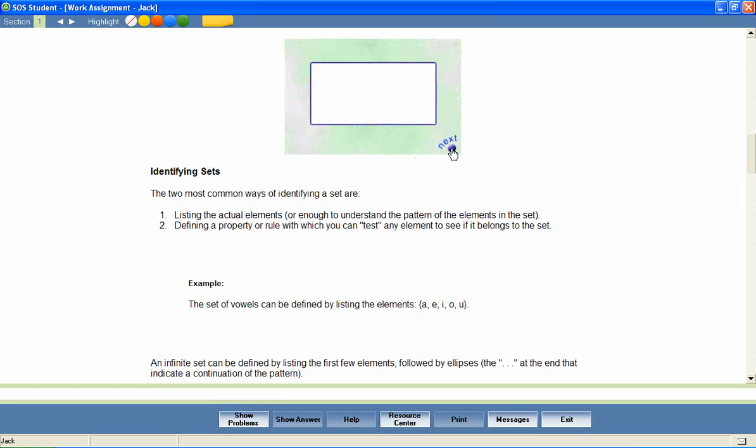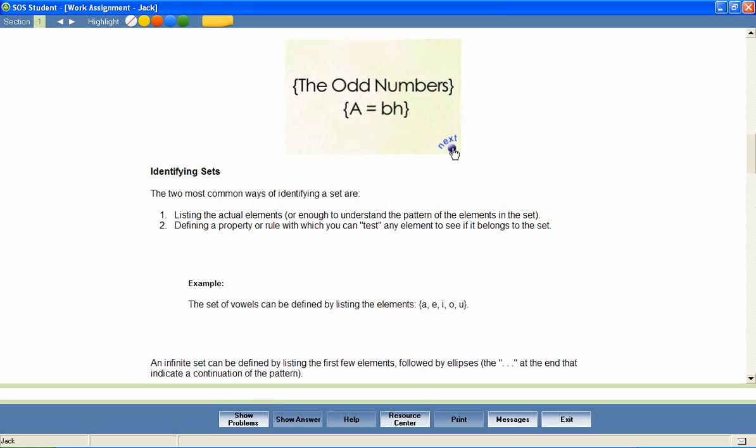Remember Venn diagrams? The rectangle represents the universal set. Sets are normally written inside of braces. The universal set of natural numbers is infinite. The universal set of the integer 0 is finite. It has one element. Sets are defined by listing their members or by rule. A equals BH is a rule.